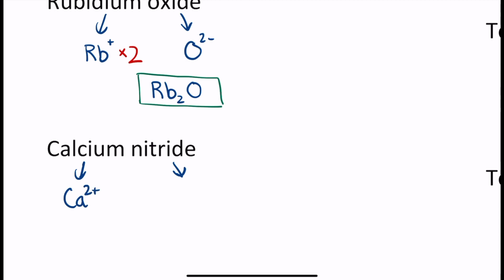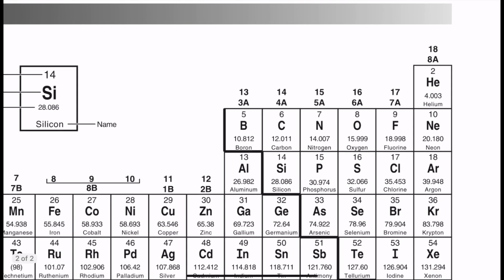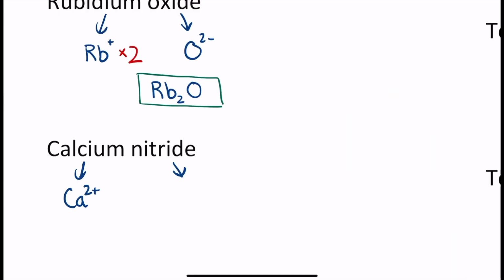So if calcium's in 2A, it's going to be Ca with a 2 plus charge whenever it ionizes. Nitride sounds kind of cool. That's just going to be a nitrogen ion. And since nitrogen is in column 5A, it's going to gain 3 electrons whenever it ionizes. So nitrogen is going to have a 3 minus charge. A nitride ion has a 3 minus charge.